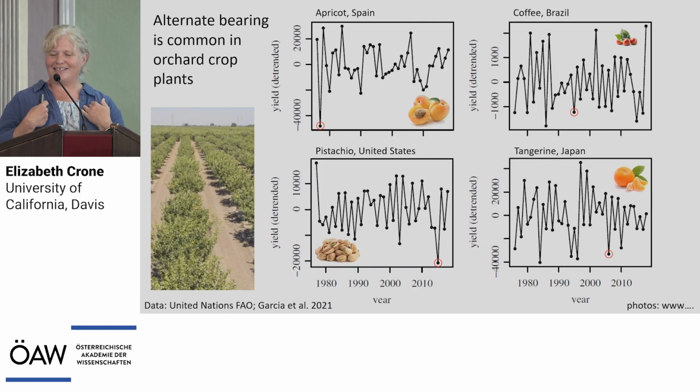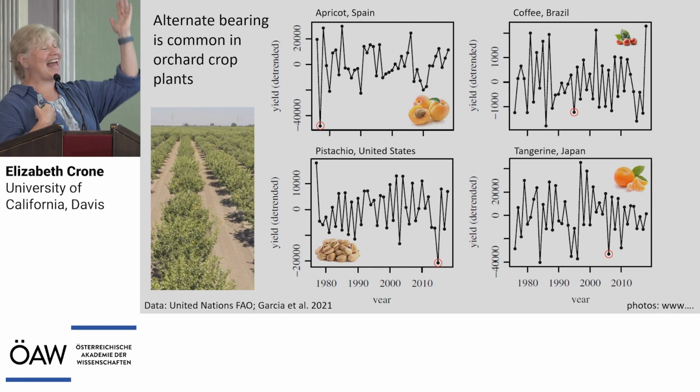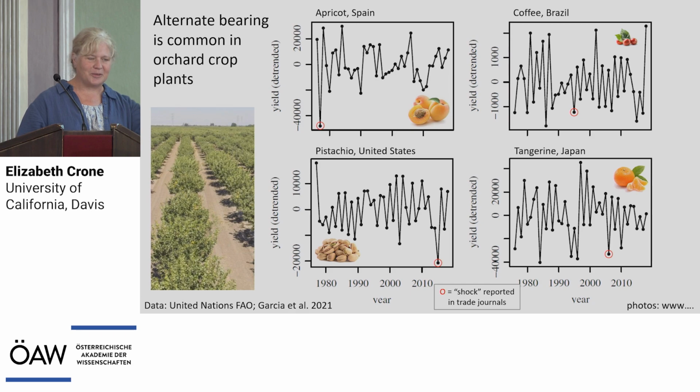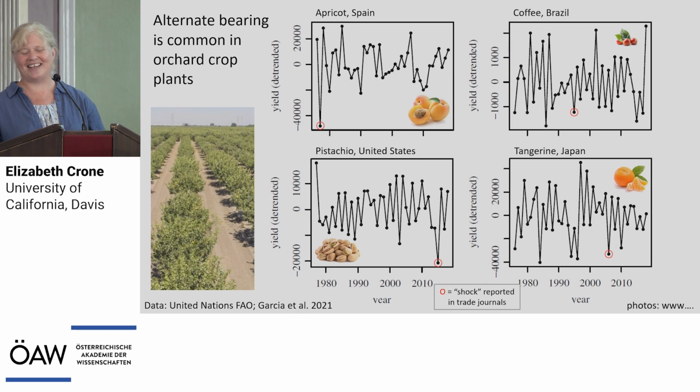Masting is also, at least in my research career, conceptually related to alternate bearing in crop plants. So here are graphs of national level yields of 4 crops: apricots in Spain, coffee in Brazil, pistachios in the United States, mostly grown in California where I live now, and tangerines in Japan. And in all of them, you can see what looks a heck of a lot like alternate year reproduction or mast seeding.